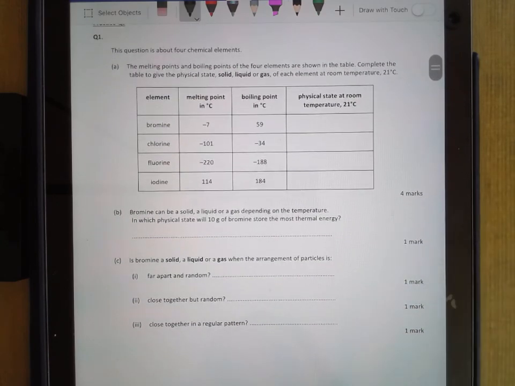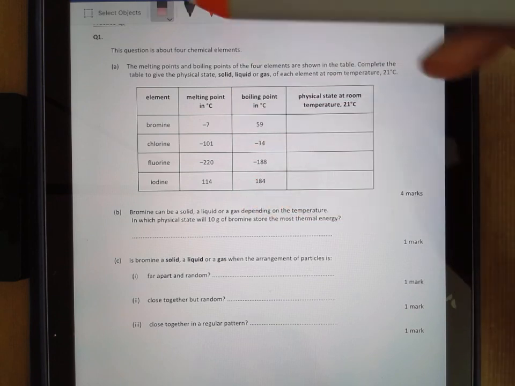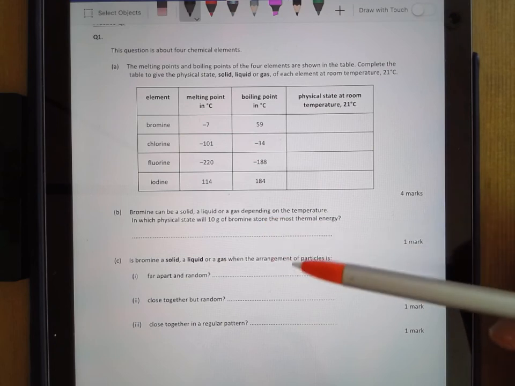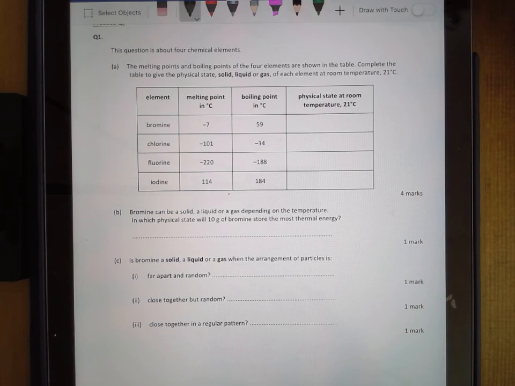For a second, just pause the video and answer the questions that are on the screen. So I've given you elements, their melting and boiling points. Just answer the questions and tell me what physical state they are. Which state will they have the most energy? And then this part here should be very, very simple. So just pause the video, answer the questions, and then press play when you're ready to see the answers.